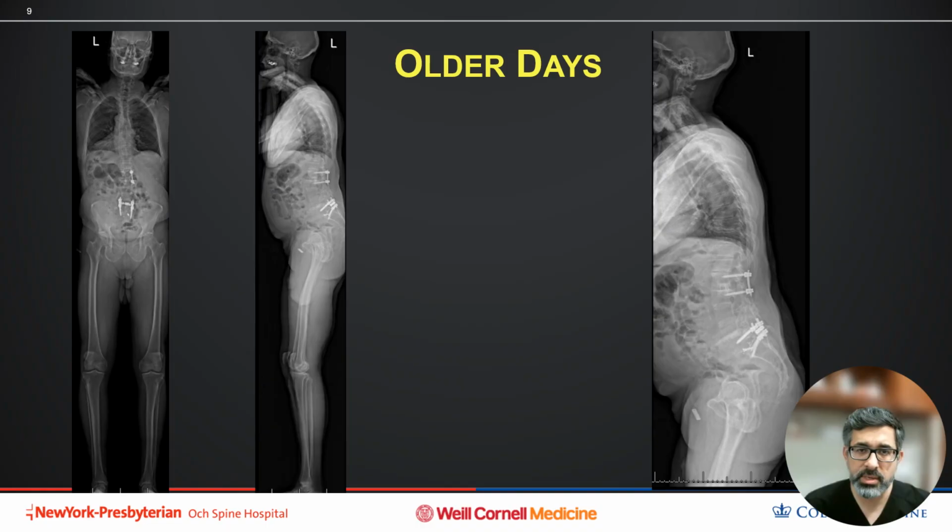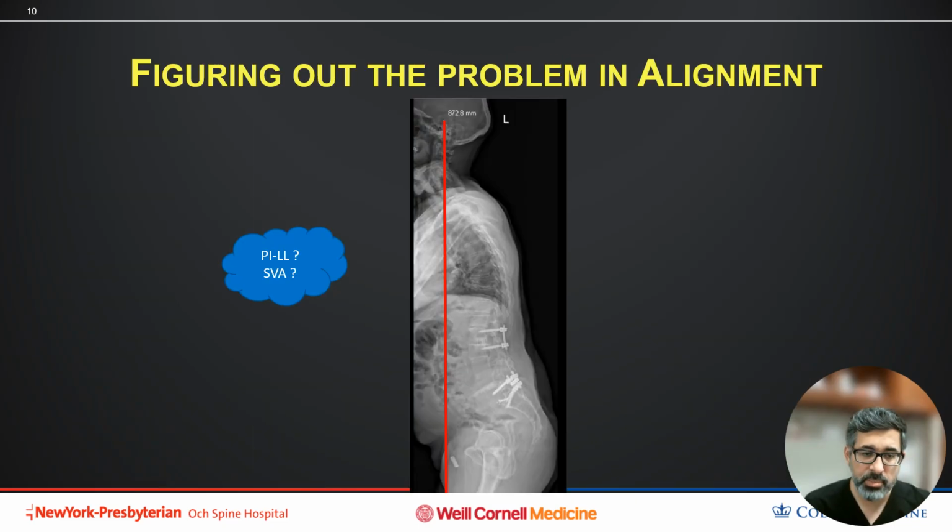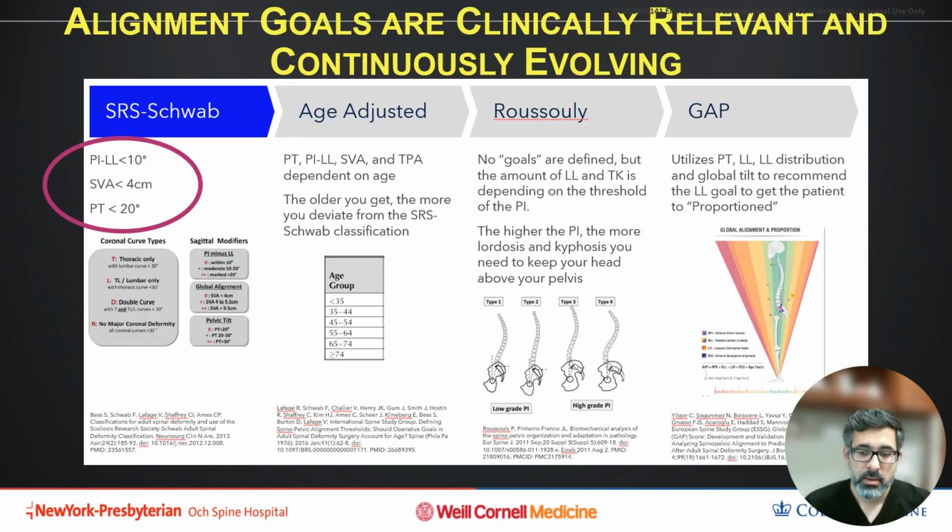And so in the older days, it used to be essentially trying to get an idea of the sagittal malalignment by using PI-LL mismatch as well as the SVA. And as you all know, we have a lot of newer concepts now to understand alignment and what the alignment should be after the surgery. We have the SRS Schwab classification, or the concept, which talks about PI-LL mismatch, SVA of less than 4 centimeters, and the pelvic tilt of less than 20, and that is still quite commonly used.